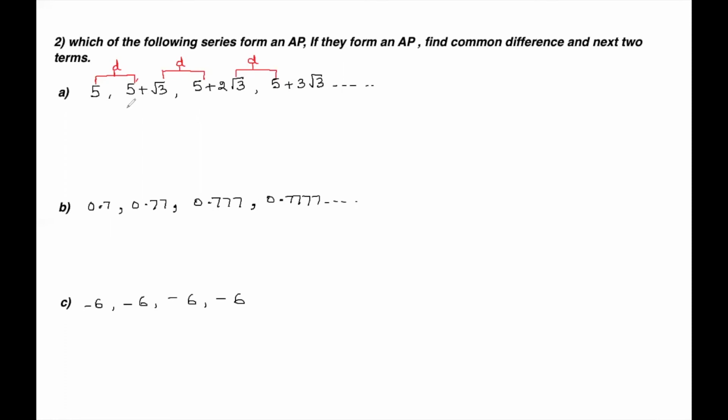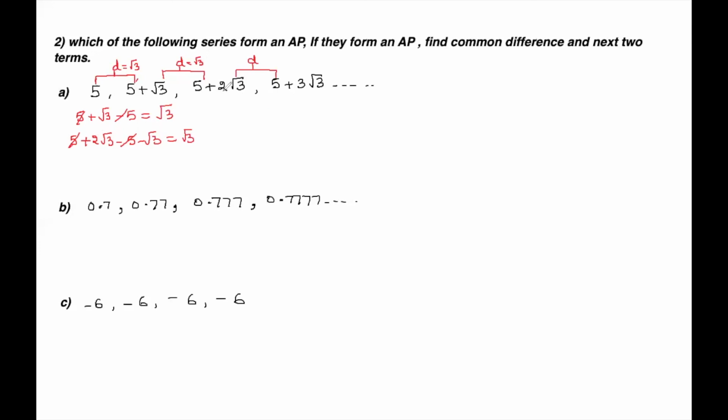To find the common difference, we subtract the first term from the second term. So 5 plus root 3 minus 5 equals root 3, right? So our common difference is root 3. Now we'll evaluate the common difference using the third term and the second term. Let's do it: 2 root 3 minus 5 and minus root 3. 5 and 5 get deducted and we get the answer as root 3. Again, we have got the common difference as root 3.